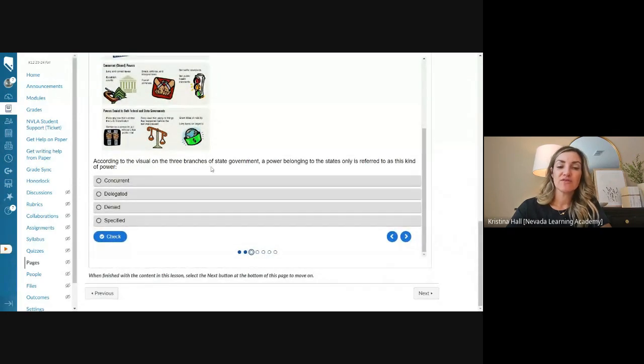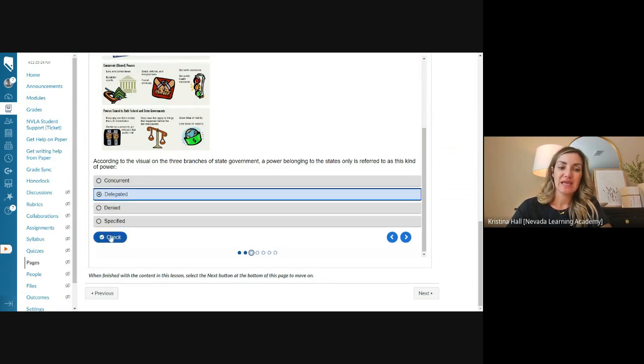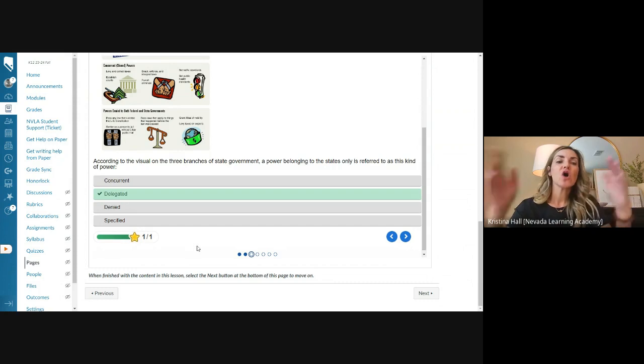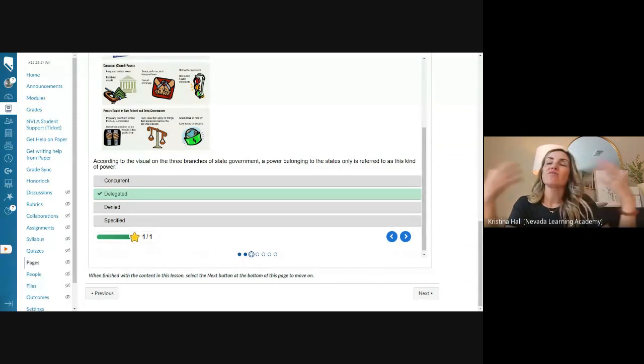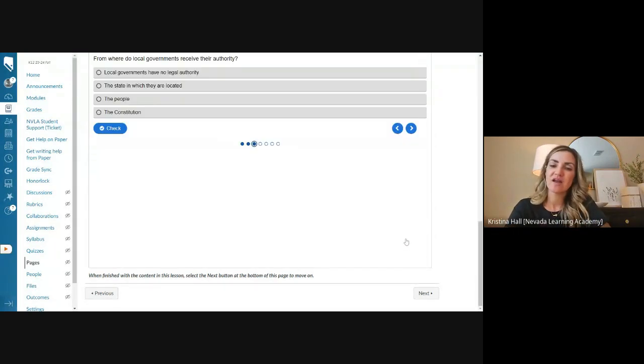According to the visual of the 3 branches, a power belonging to the state is referred to as what kind of power? That's going to be delegated power. So states honestly have the power of what the federal government doesn't control or is handed over to them to decide. They don't have a lot of autonomy.